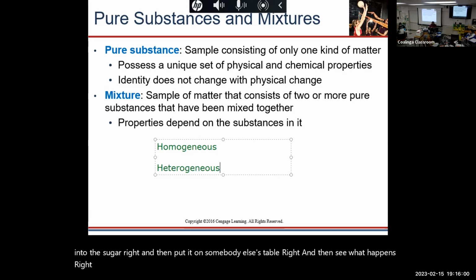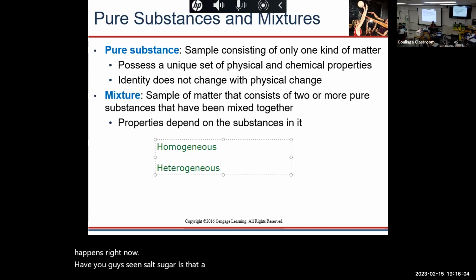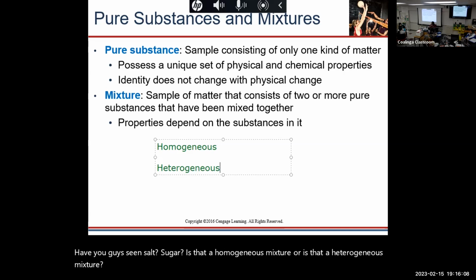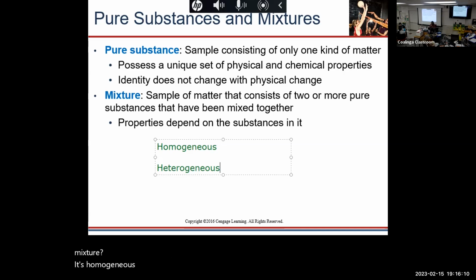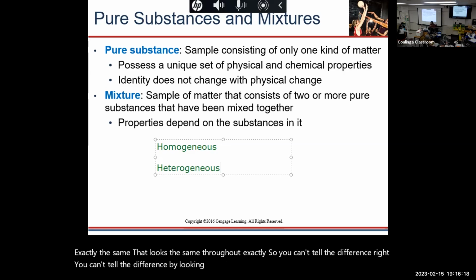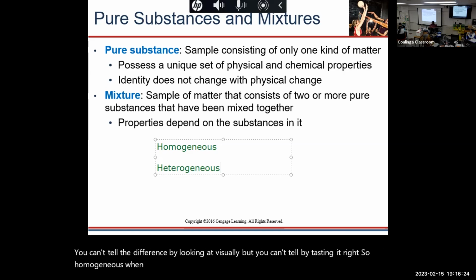Now, have you guys seen salt and sugar? Is that a homogeneous mixture or a heterogeneous mixture? It's homogeneous. It looks the same throughout. You can't tell the difference by looking at it, but you can tell by tasting it. So when we talk about a homogeneous mixture, it's only what we see visually.